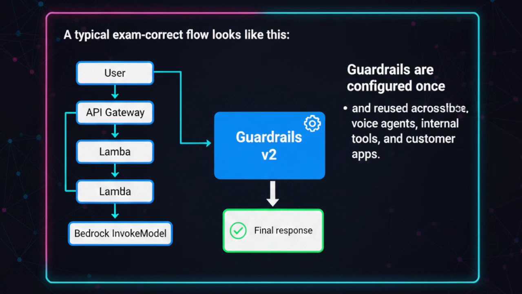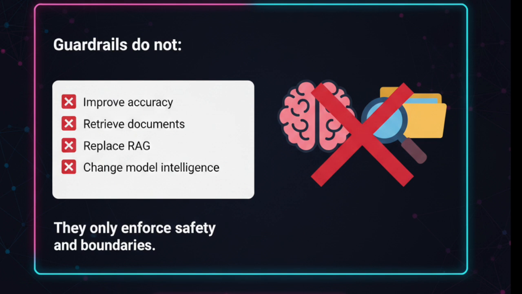How AWS uses guardrails, architecture view. A typical exam-correct flow looks like this: user, API Gateway, log, model, Guardrails v2, final response. Guardrails are configured once and reused across chatbots, voice agents, internal tools, and customer apps. What Guardrails v2 are not, exam traps. Guardrails do not improve accuracy, retrieve documents, replace RAG, or change model intelligence. They only enforce safety and boundaries.